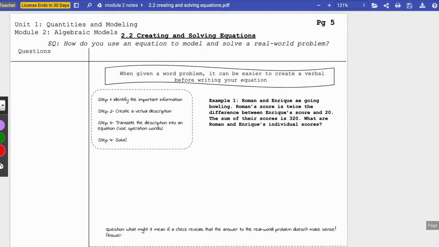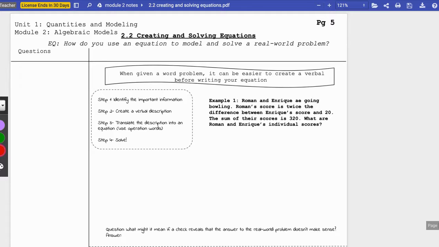And the only difference between an expression and an equation is that an equation has an answer. So an equation is always going to have the equal sign after it. So really, we're just adding an equal sign to whatever it is we're trying to describe.